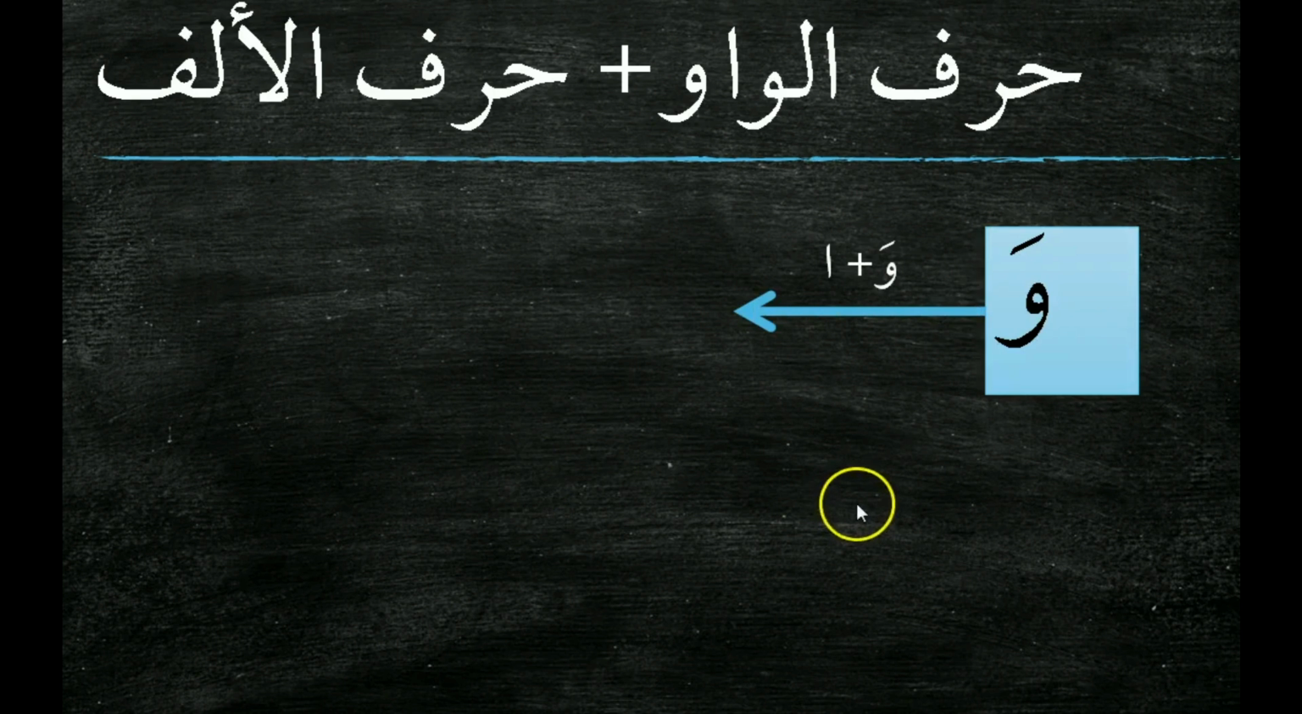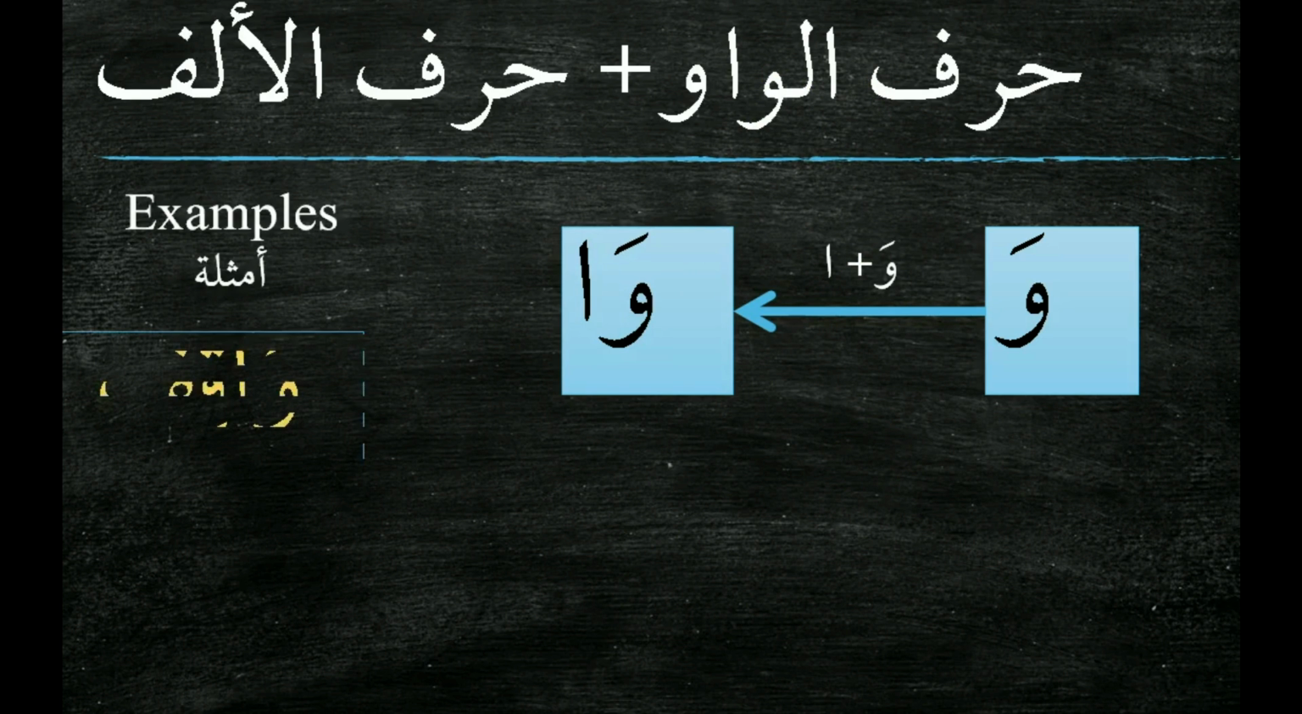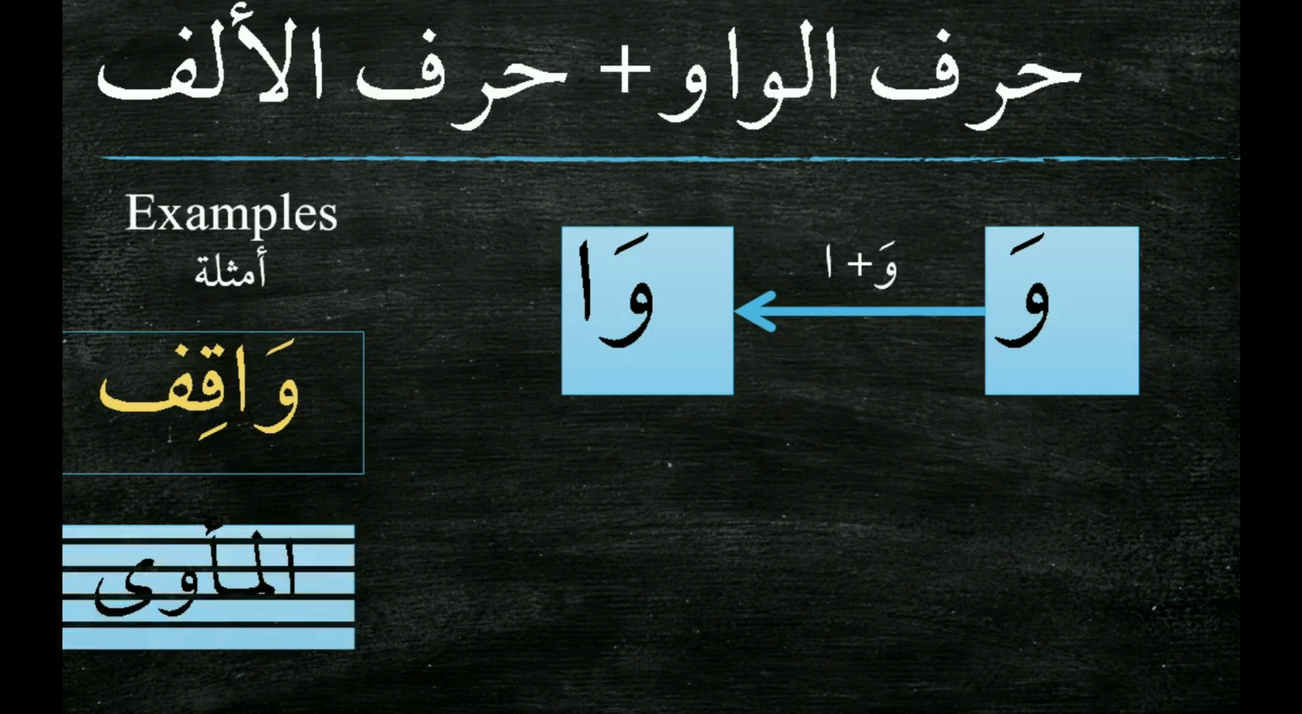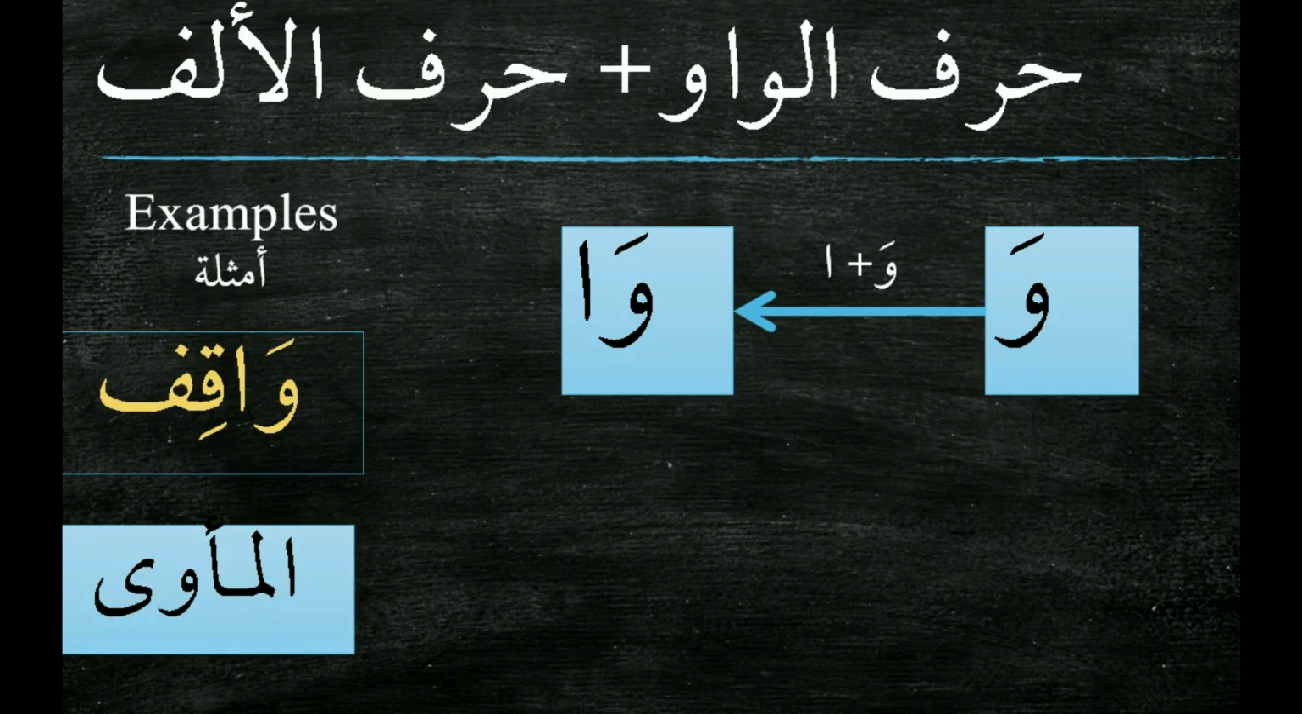It connects only from the right side, so when it connects to an alif, there's no way they can meet. Wa. Examples: waqif, and it doesn't have elevation at the back part of the tongue. Be careful with the waw, because many people say it incorrectly. No, we say waqif. واقف. المأوى.